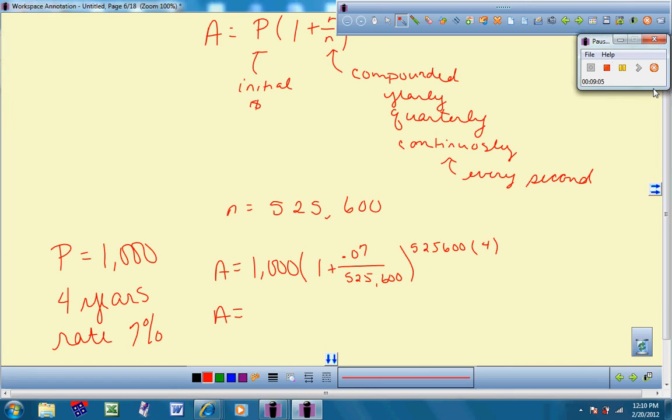Alright, and once I punch it into the calculator, I find that at the end of 4 years, earning interest continuously every second, I should have in the bank approximately $1,323.13. Okay, and we'll review this again in class so you have a full understanding of what they mean by compounded continuously.